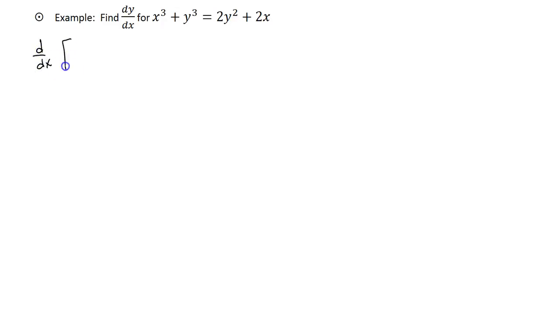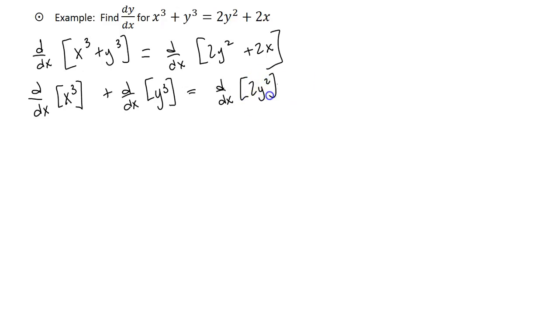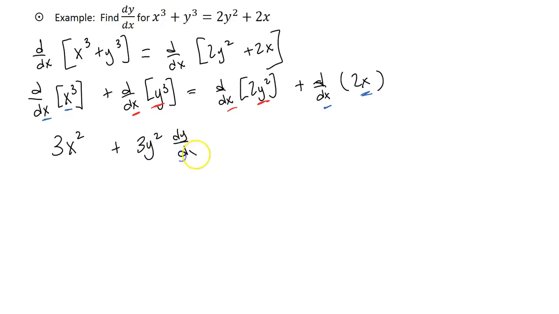Again, we're going to take the derivative with respect to x of both sides. So that's x cubed plus y cubed on the left, and the derivative with respect to x of 2y squared plus 2x on the right. So I'll split that up. And then I'm going to check the variables match on this term and on this term. And they do not on this term and on this term. So this one will just be 3x squared. This one will have to be 3y squared times dy over dx. Over here we're going to have 4y times dy over dx. And we're just going to have a 2 at the end.